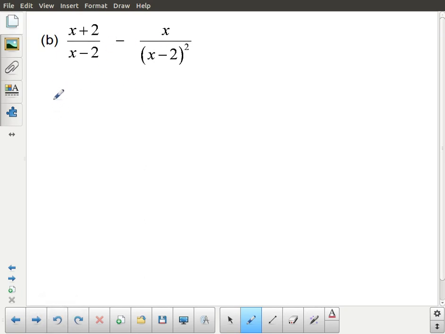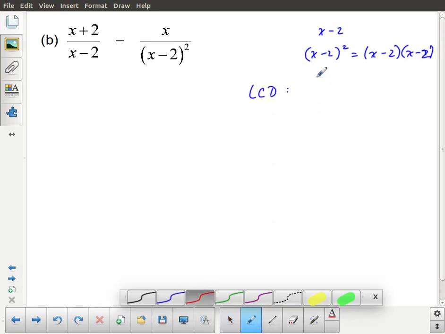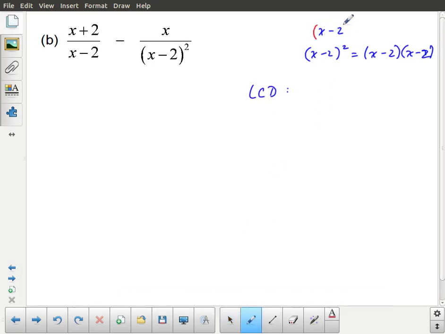Okay, let's ramp up the difficulty only a little, but it is a significant next step. The lowest common denominator in this case. So first of all, the first term has an x minus 2. The next term has an x minus 2 all squared, which is the same thing as x minus 2 times x minus 2. So in creating our common denominator, we're going to look at these factors.